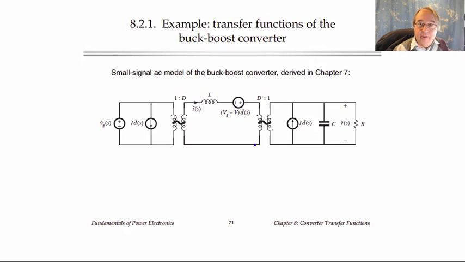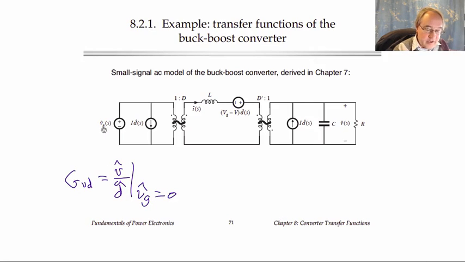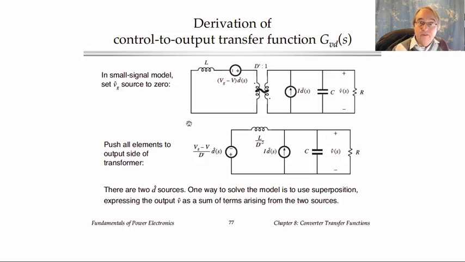Okay, now let's work out the control to output transfer function. So this is v hat over d hat, again with v_g hat equal to 0. So if we let v_g hat be 0, that shorts out this v_g hat source. Shorting the source shorts out the current source on the input side as well, which shorts the primary of the transformer. So effectively in our model, the secondary just looks like a short circuit. So then the circuit reduces down to this.